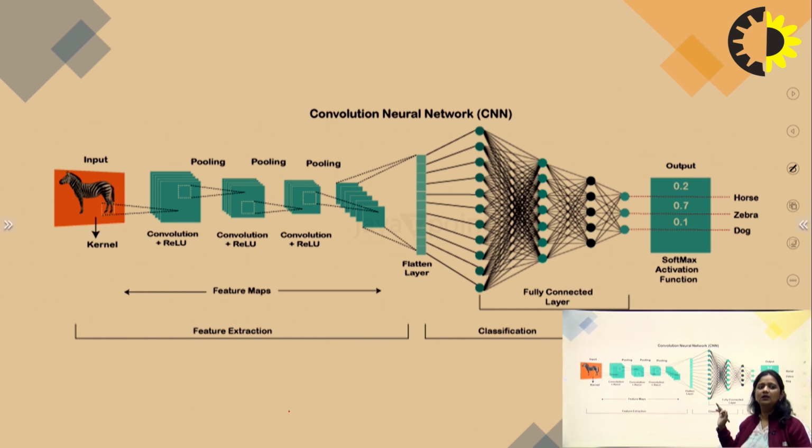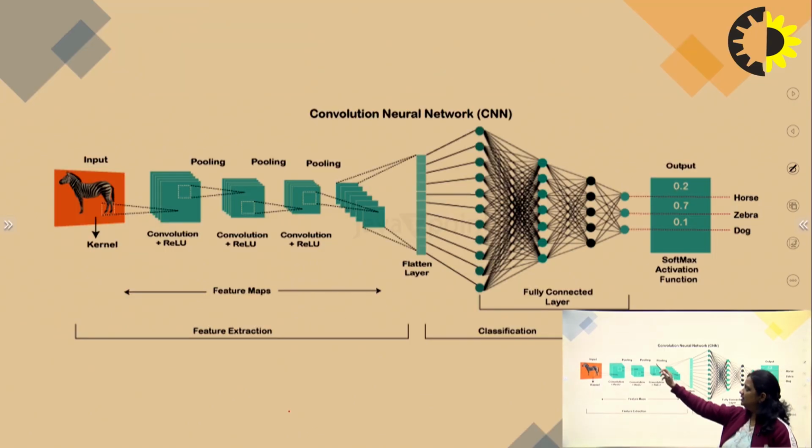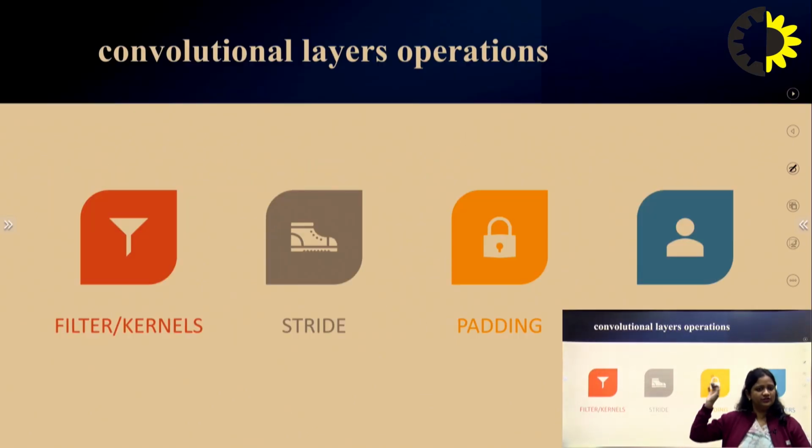So this is the architecture of a convolutional neural network, which we have to draw if we are asked for the architecture of a convolutional neural network. These are the operations in the convolution layer which we have to perform for the feature extraction process. First one is a filter, or we can say a kernel, or a mask. Second one is stride. Third one is padding, and fourth one is pooling.